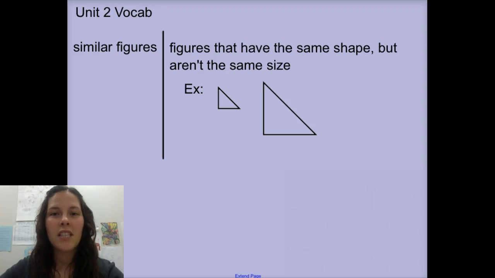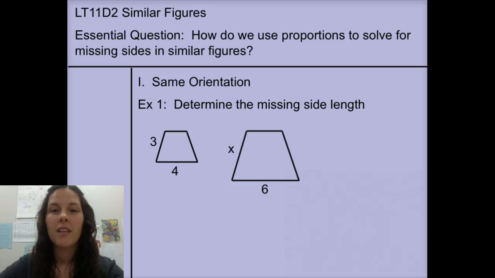In this lesson, we're going to take a look at how to use proportions to solve for missing sides in similar figures. Similar figures have the same shape, but not necessarily the same size. So you can see an example of two similar triangles on this page. Our essential question is, how are we going to use proportions to solve for missing sides in similar figures?